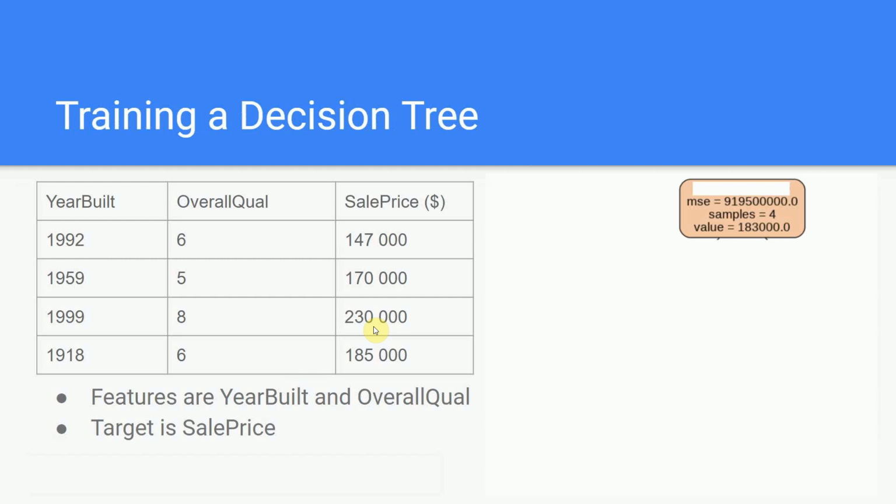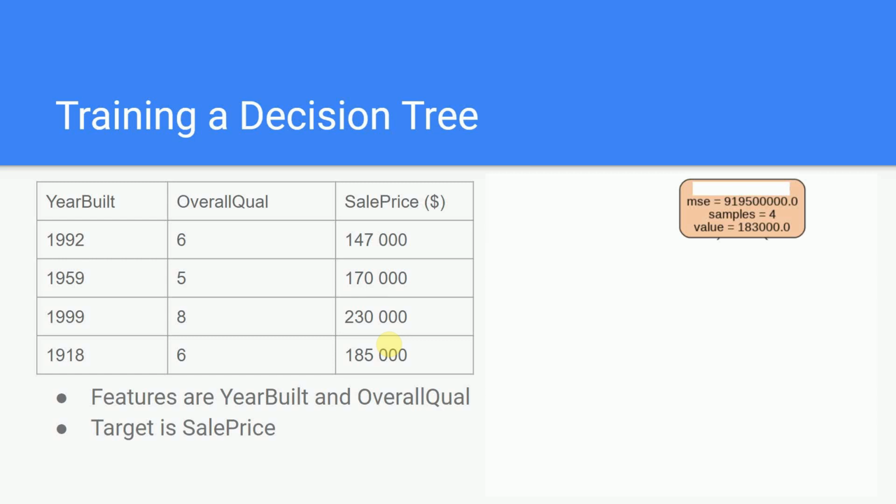Cool. So we are going to build a decision tree using a small subset of data. Let's say, for example, this is all the training data we have. We will also have some validation and test data we're going to use to evaluate our model later. We have the year that it was built, the overall quality, and then we know the sale price. Given these two things, we're trying to predict the sale price. So using the terminology I used before, our features are the year built and the overall quality, and the target is the sale price. The first step in building a decision tree is to start with a node.